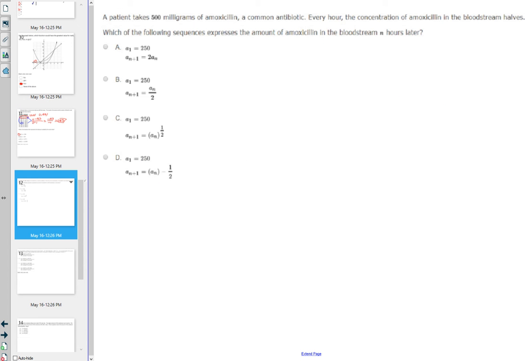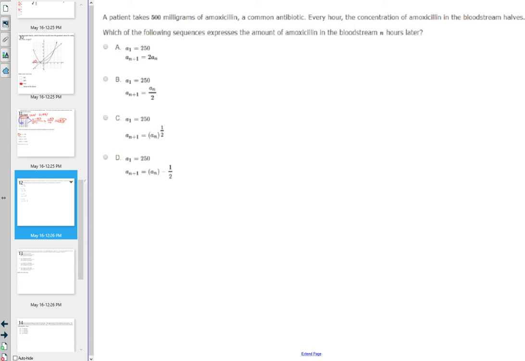A patient takes 500 milligrams of amoxicillin, a common antibiotic. Every hour, the concentration of amoxicillin in the bloodstream halves. So this is a half-life problem. Which of the following sequences expresses the amount of amoxicillin in the bloodstream n hours later?